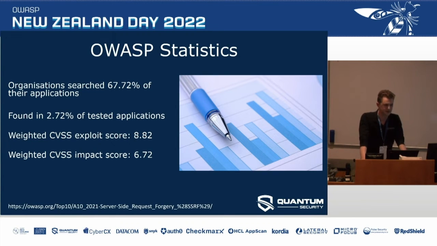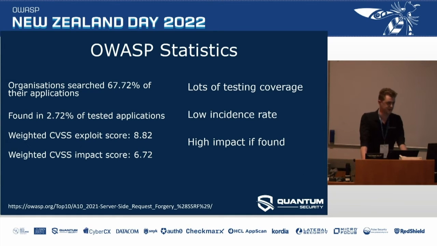So some of the statistics that OWASP has gathered on SSRF: the partner organizations tested for SSRF in about two thirds of the applications, and this is above average test coverage. What they found, though, is only 2.7% of those applications actually had any vulnerabilities, which is under the average. What they also found is that when vulnerabilities were found, there were above average exploit scores and impact scores. So what does this mean? Lots of places are testing for SSRF, but very few places are actually finding it. But when people are finding it, there's quite a high impact, and we'll get into some of those impacts a little bit down the line.